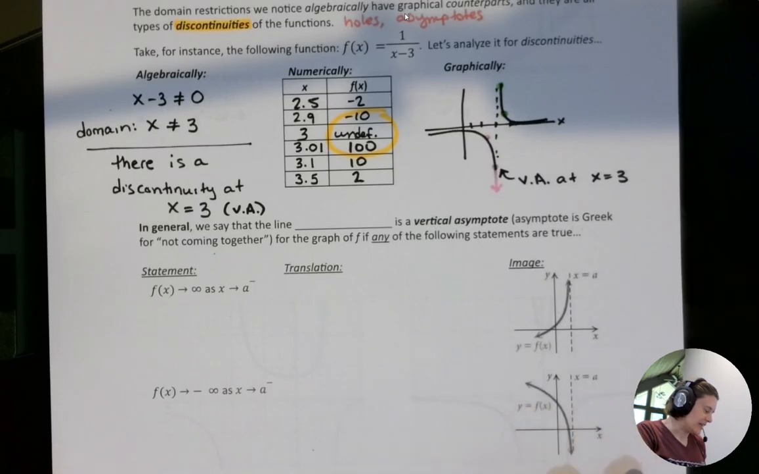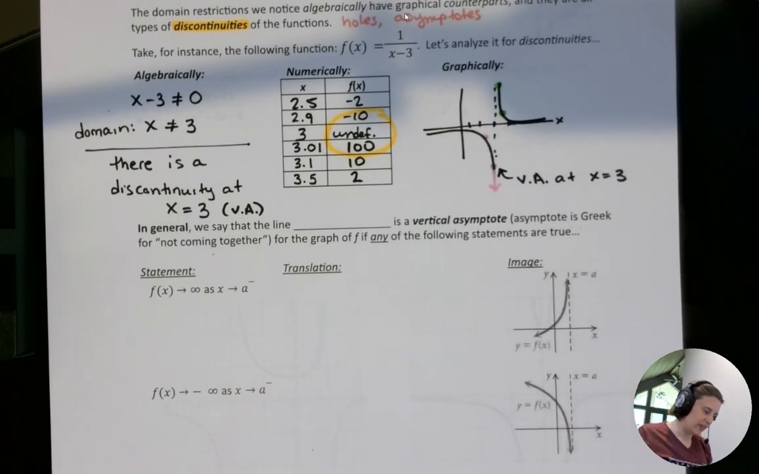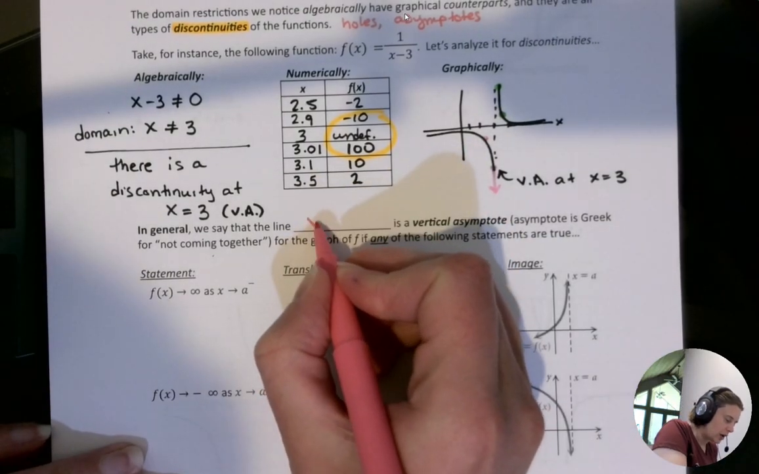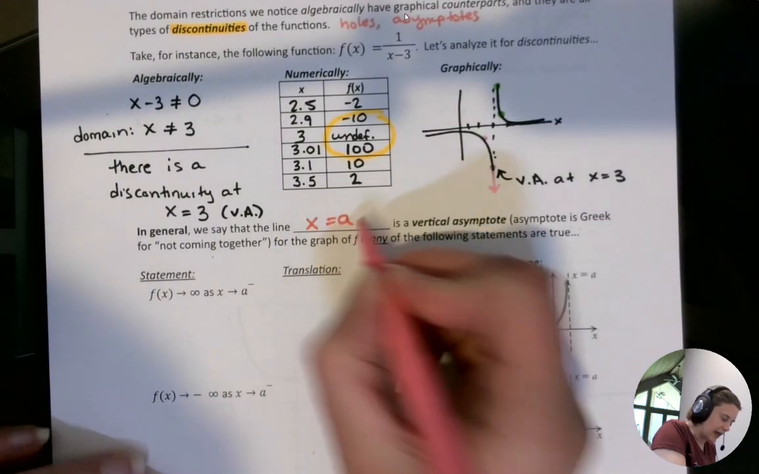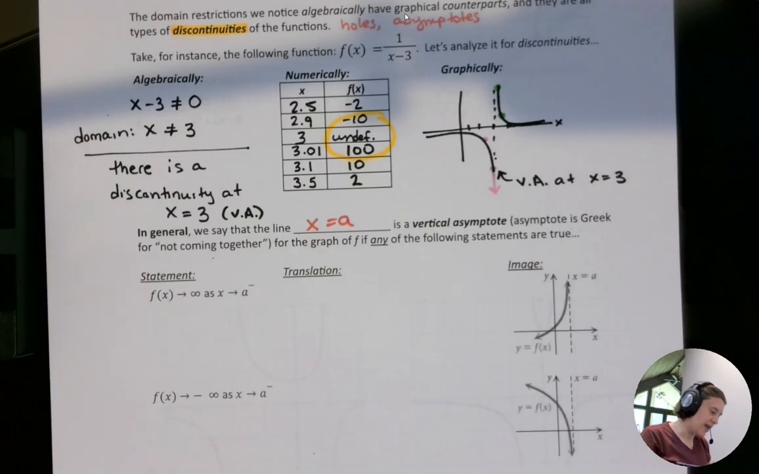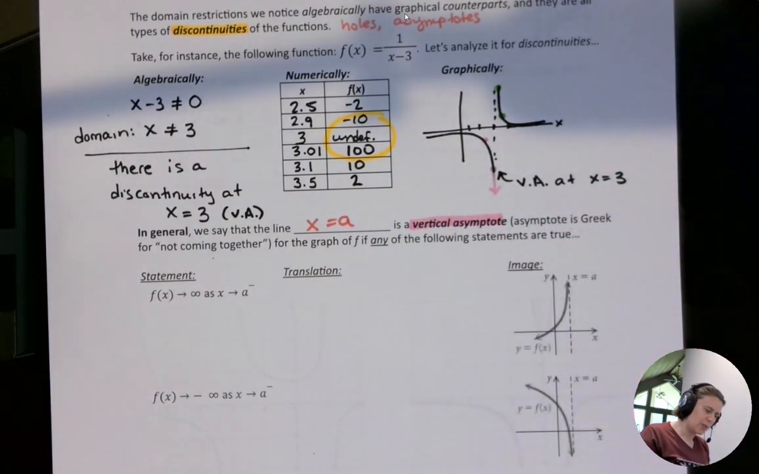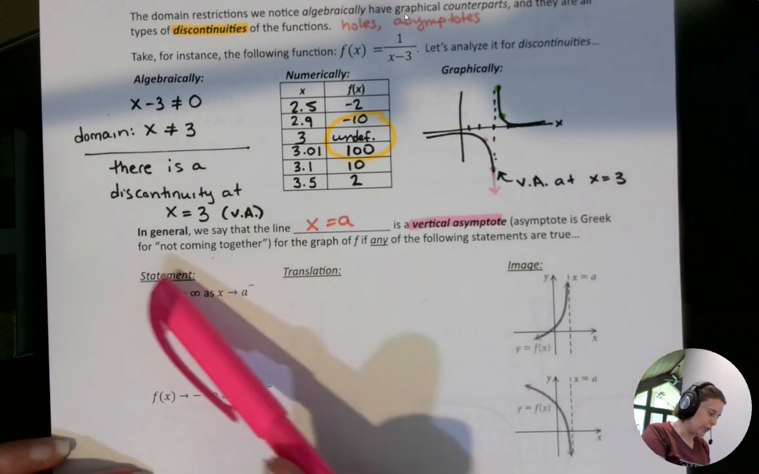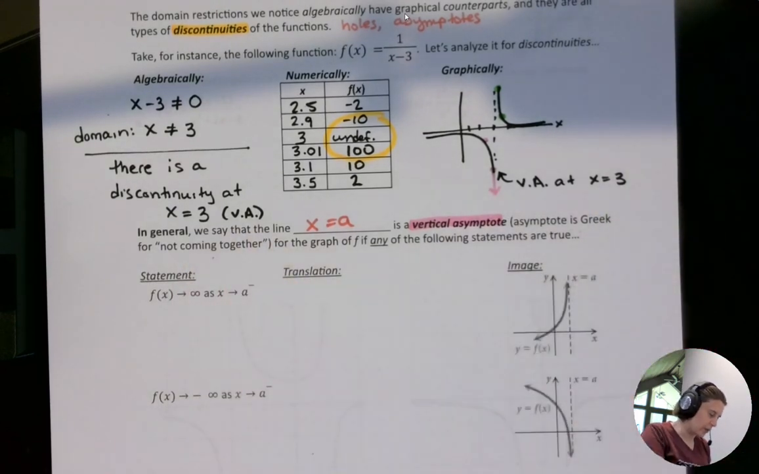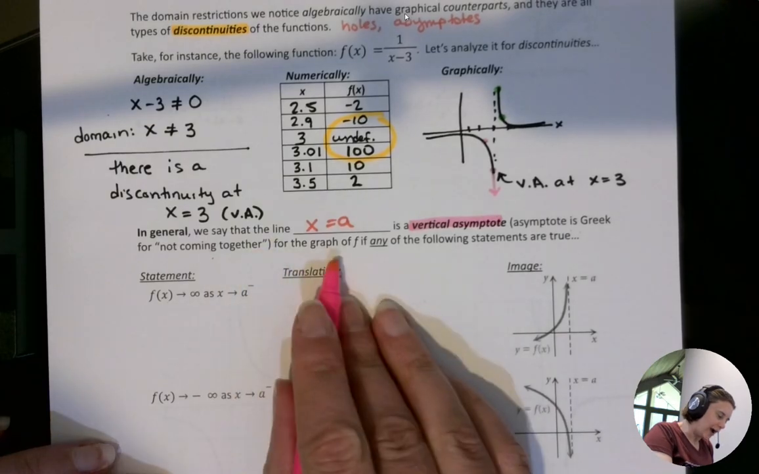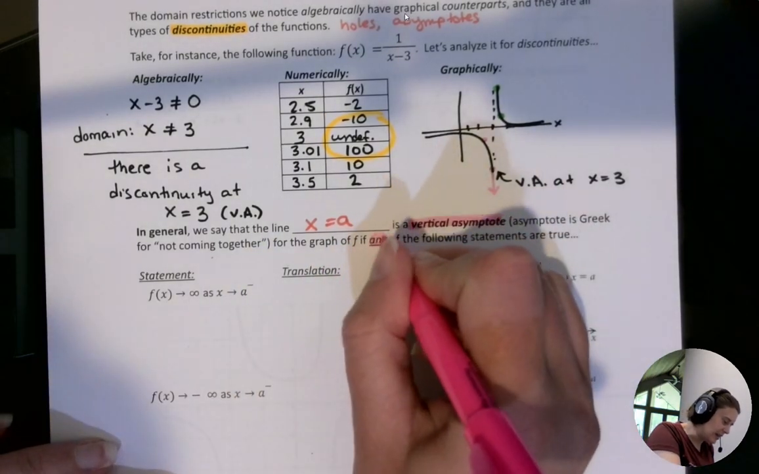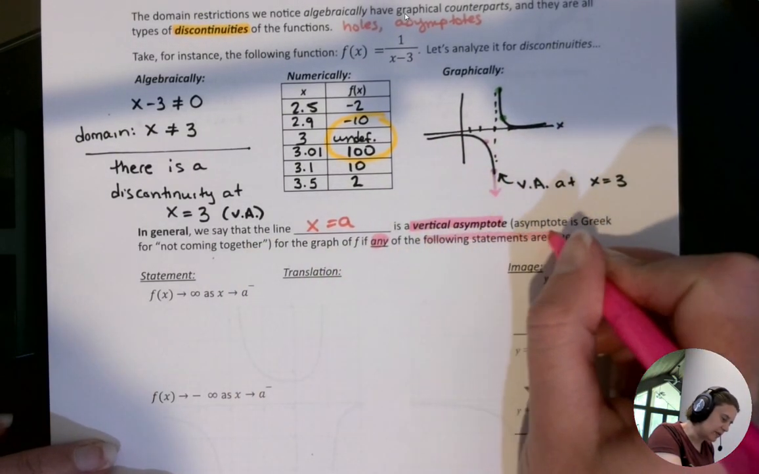Right, so to continue, in general, we say that the line x equals some number a is going to be a vertical asymptote. The word asymptote is Greek for not coming together, so that's where that word comes from, for the graph of f if any of the following statements are true.